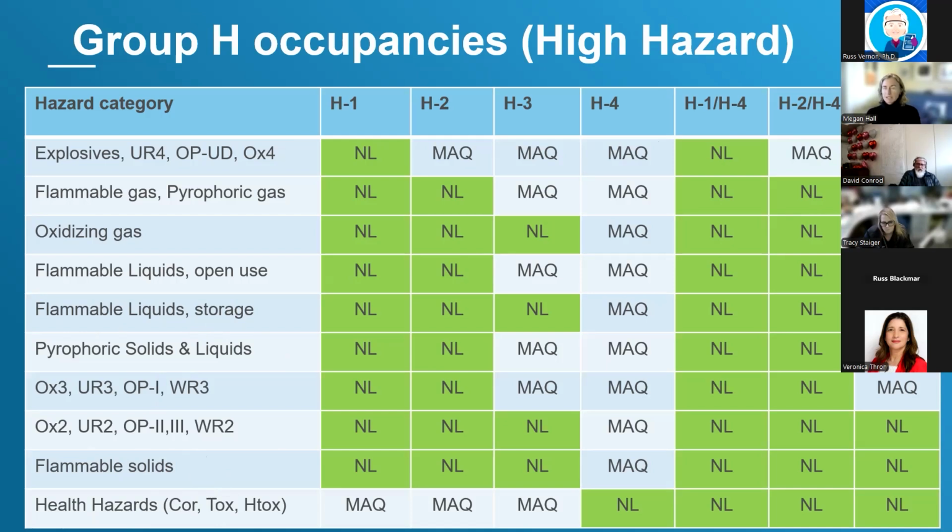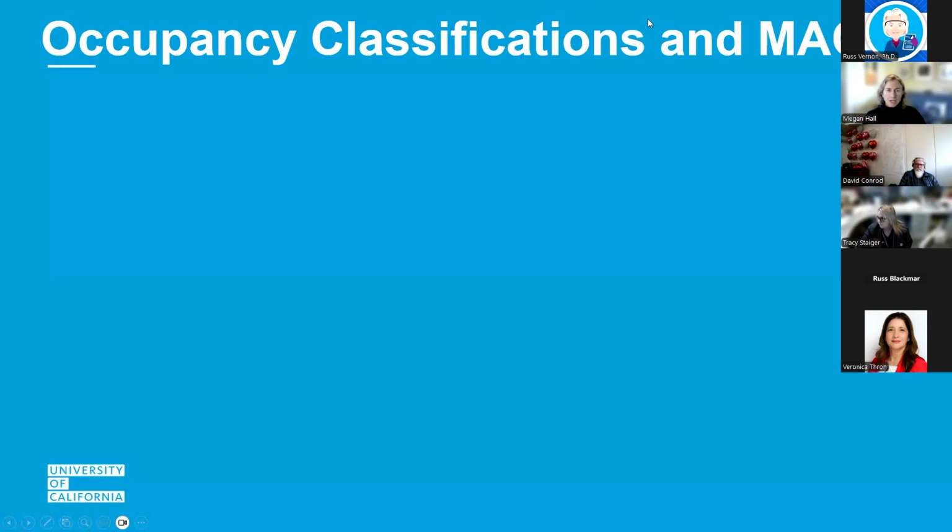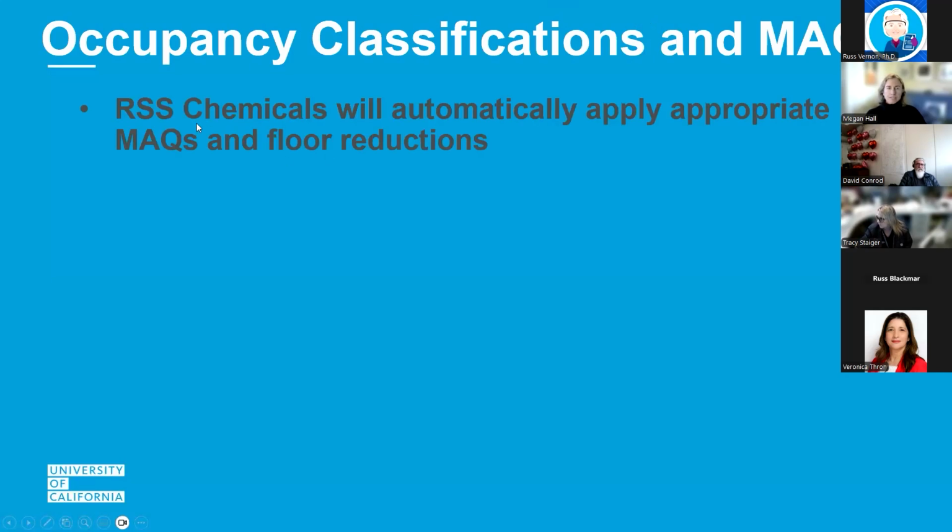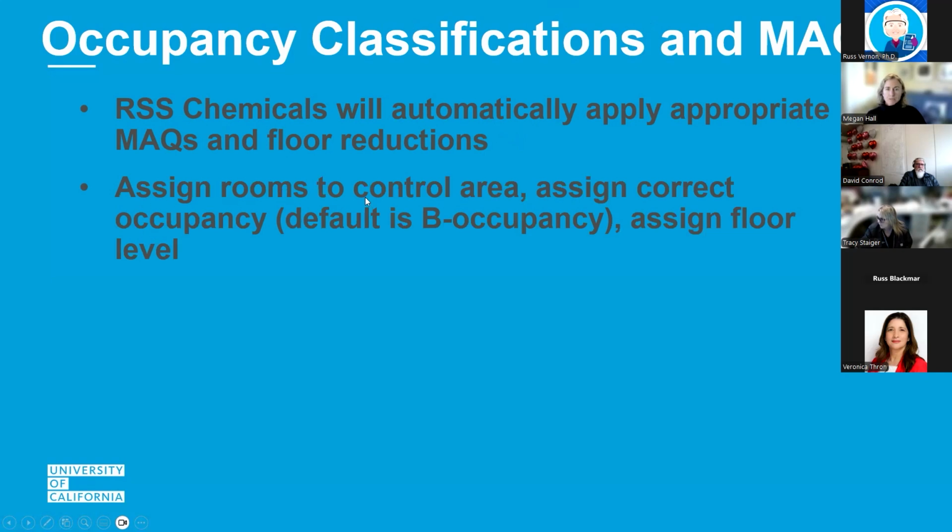So if you have a room that's designed for a combo H occupancy, you can apply that, and the appropriate limits will apply. Okay, so that was a lot of information. I just want to reiterate, Chemicals will automatically apply the appropriate MAQs and floor reductions as long as you do what you need to by assigning rooms to the correct control area, assigning the correct occupancy type, and the floor level. If it's an M, it'll apply the right calculations.